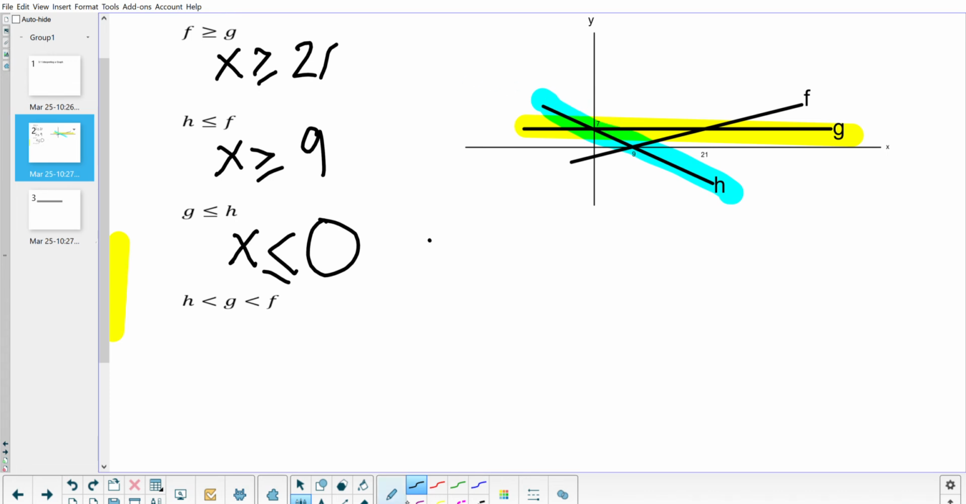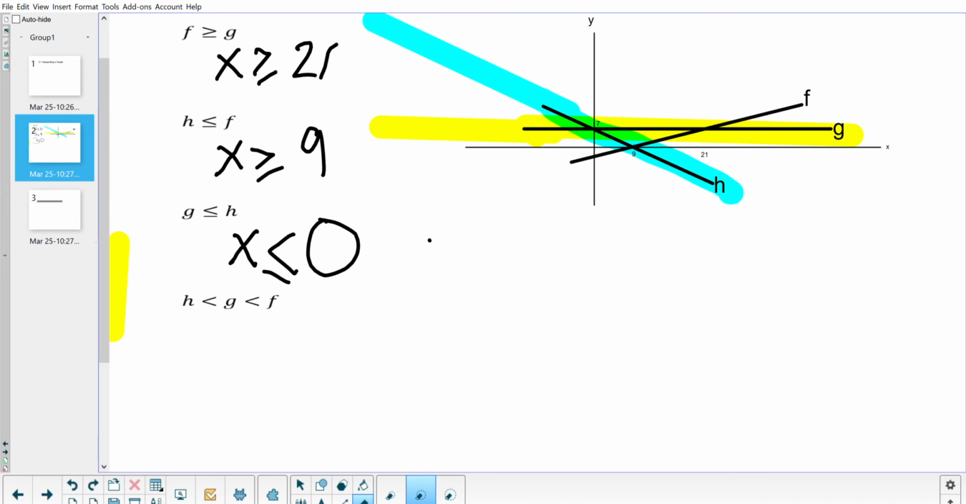Then g, the yellow, would always be below the blue. This blue, which is h, is going to go up like that, and the yellow is always going to be right here, and the yellow is always going to be below the blue. h is always going to be above g.